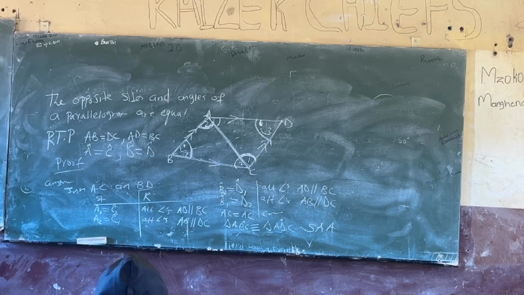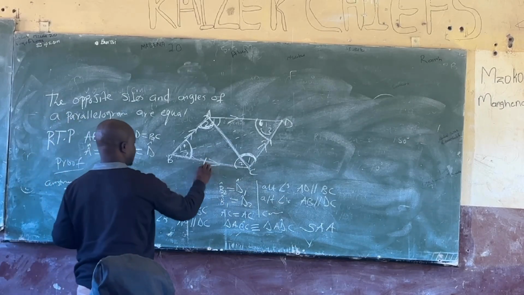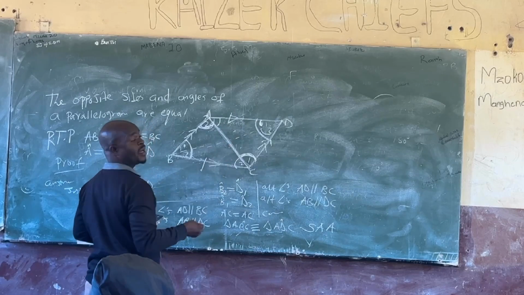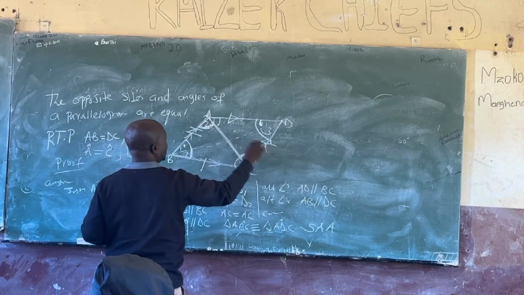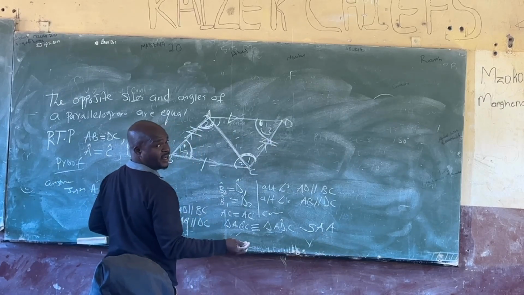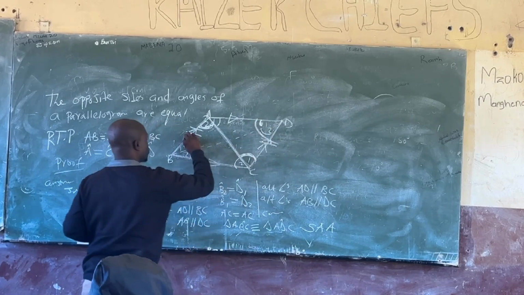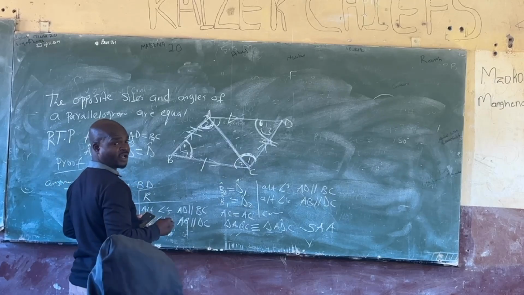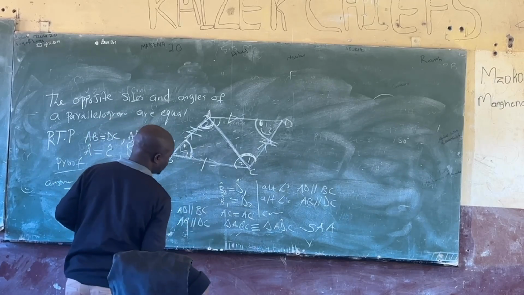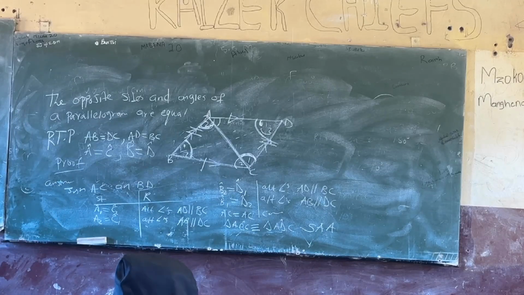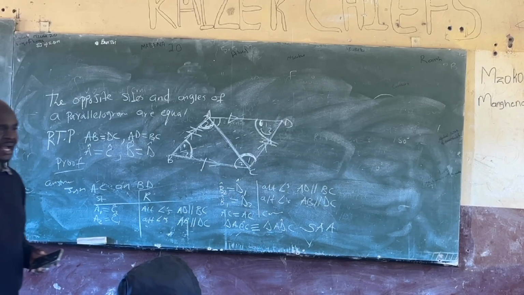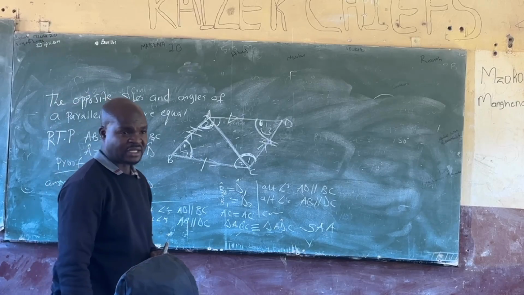No problem? Opposite side of what? A parallelogram. Remember, the opposite sides are parallel and they are equal. And the opposite sides are parallel and what? And equal. Super. And the opposite angles are also what? Equal. Super. This one proves the parallelograms. The sides and the angles of a parallelogram are equal.